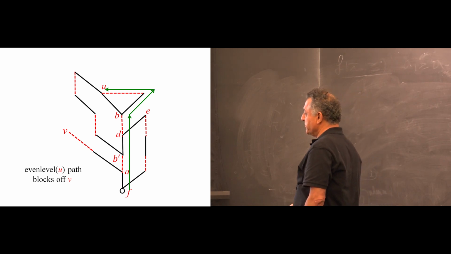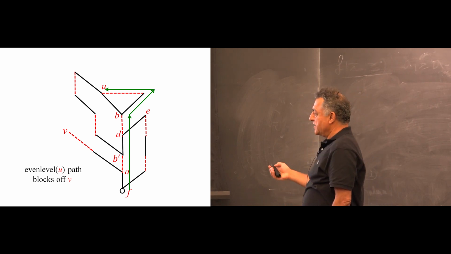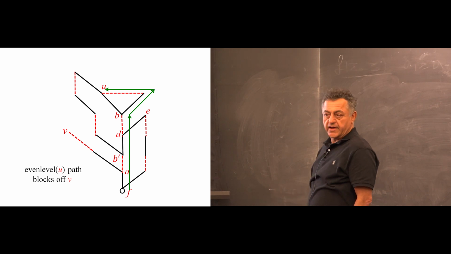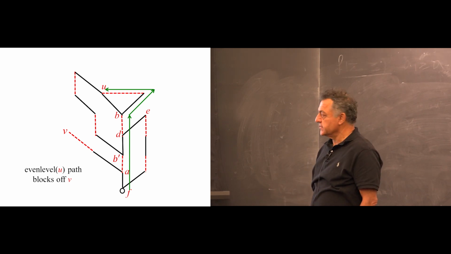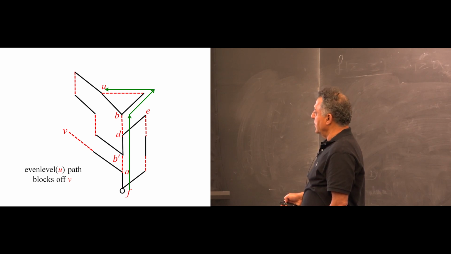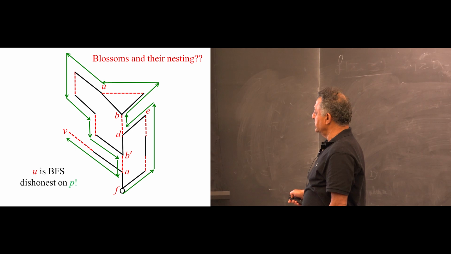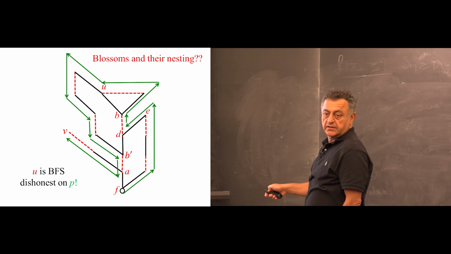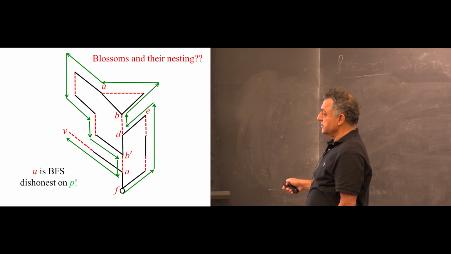So remember this beautiful picture that I asked you, whether the even level of V is finite, and it was a little hard to get the path because the direct path to U, the shortest even level U path, blocks all paths to V. Okay? But if you take a longer path to U, namely this one, then you can find a path to V. So U is dishonest on this green path.